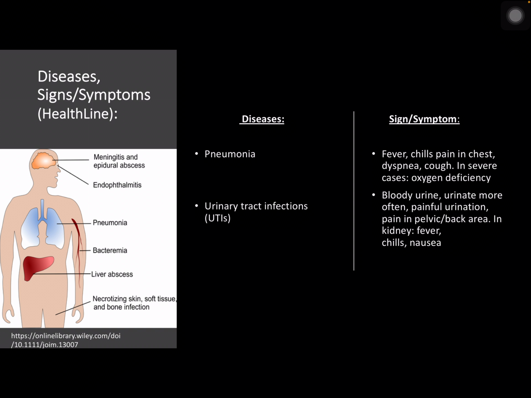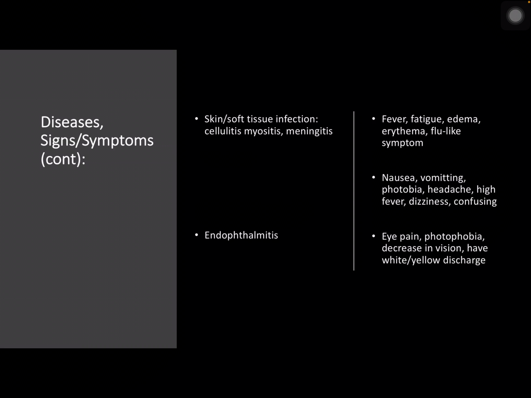And if the infection happens in the urinary tract, it will cause UTI, which is urinary tract infection. The patient may experience bloody urine, urinate more often, painful urination, pain in the pelvic or back area. If the infection happens within the kidney, it will cause fever, chills, and nausea.